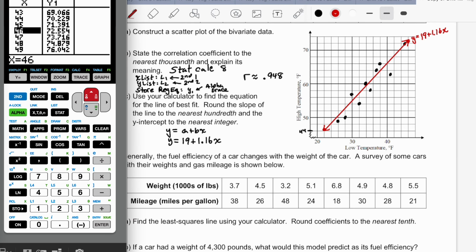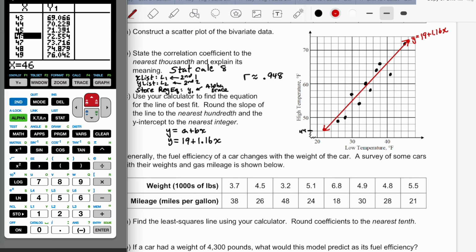So the first step, and probably the most crucial step, is typing in the data. So I go to stat edit. I have all this data in here. I want to wipe it out. So I hit the up arrow, clear, enter. Up arrow, clear, enter. Then we type in the information.